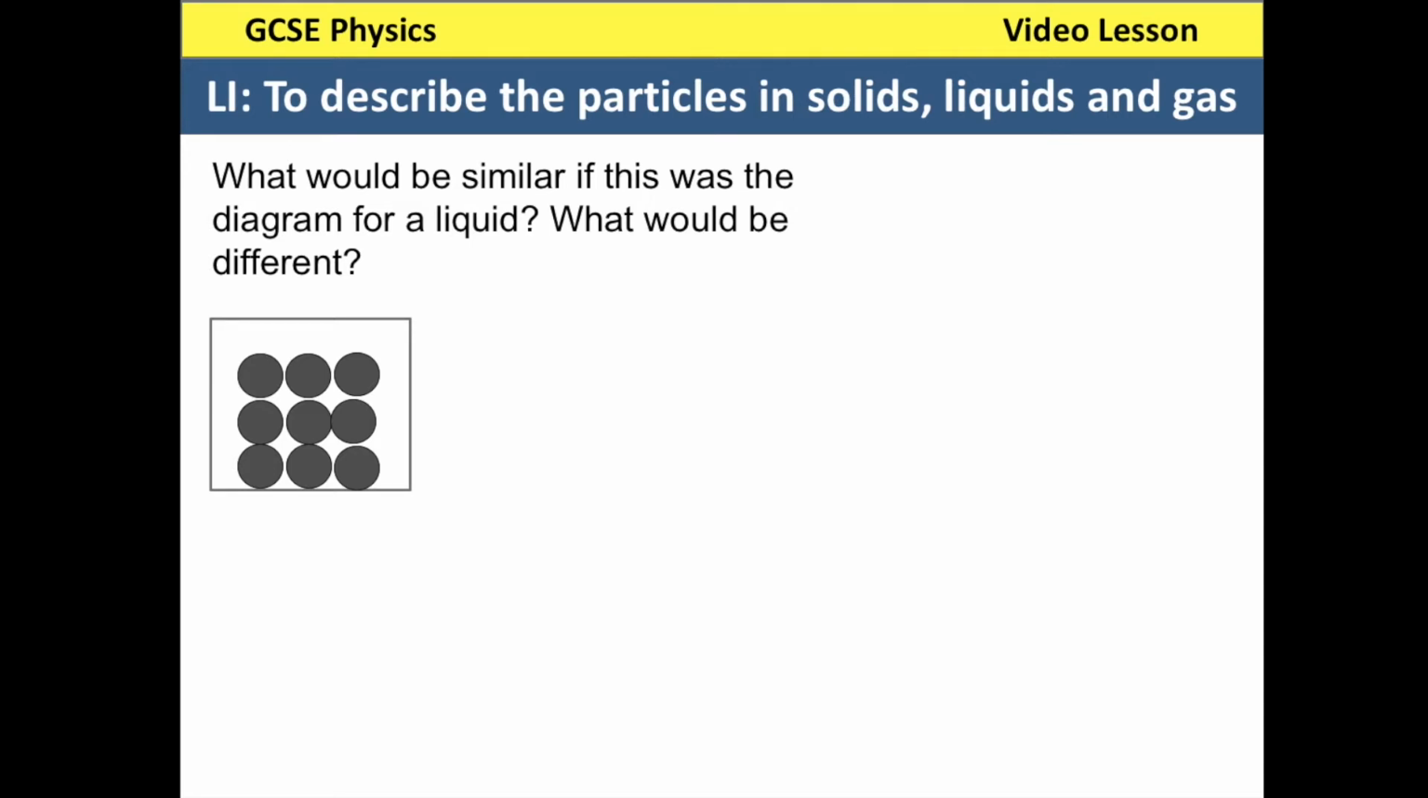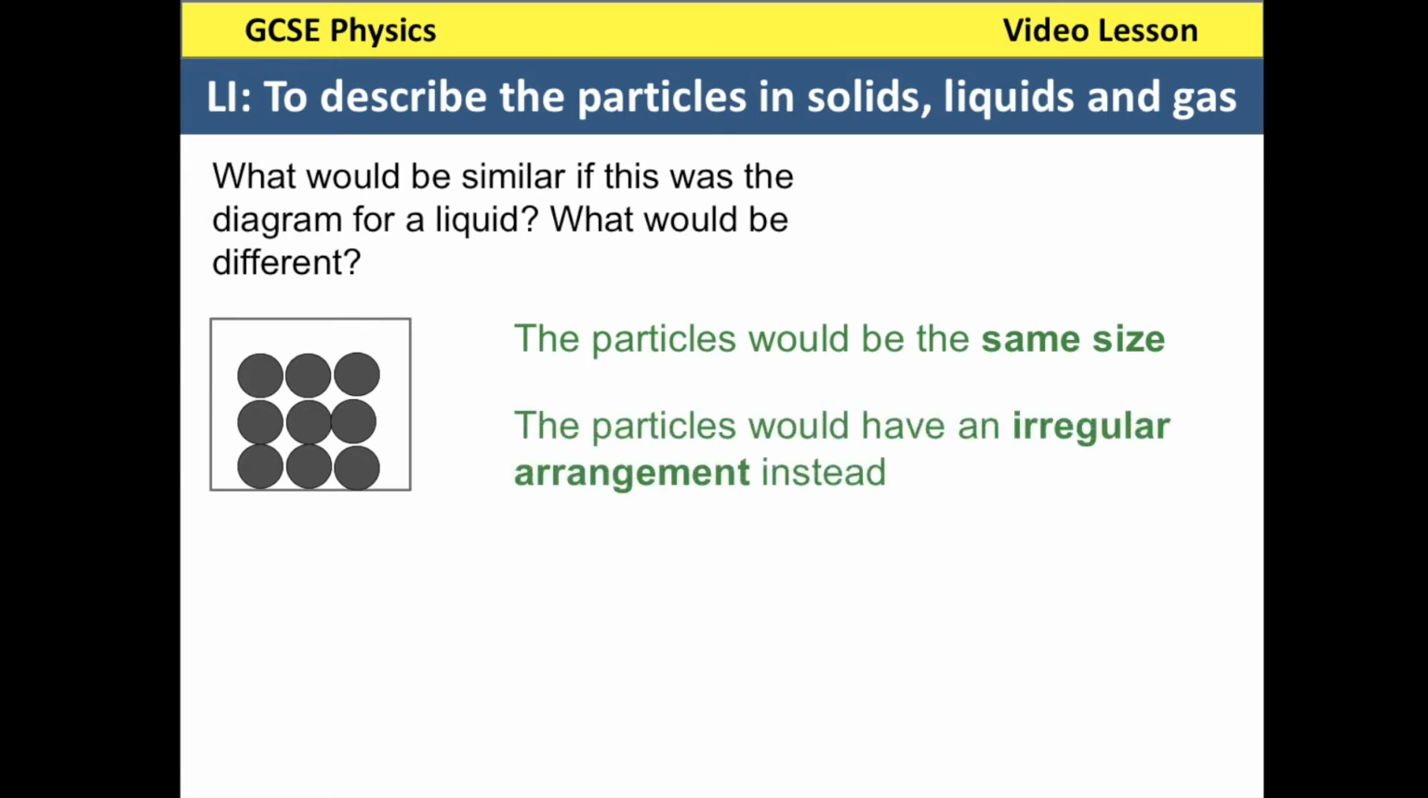So the similarities to a solid are that the particles would be the same size. Although obviously there are going to be some differences in the way you draw the individual particles, you would draw them all to be the same size. However, the particles would instead have an irregular arrangement. An irregular arrangement basically means instead of being in nice neat rows and columns like they are for a solid, their arrangement will be much more irregular. Essentially, irregular is the word used on the mark scheme for the GCSE exams.